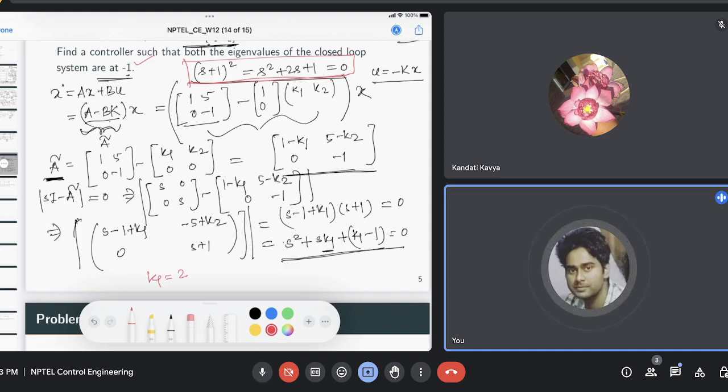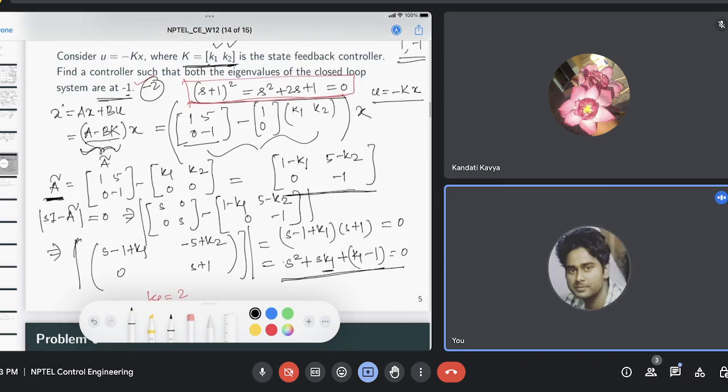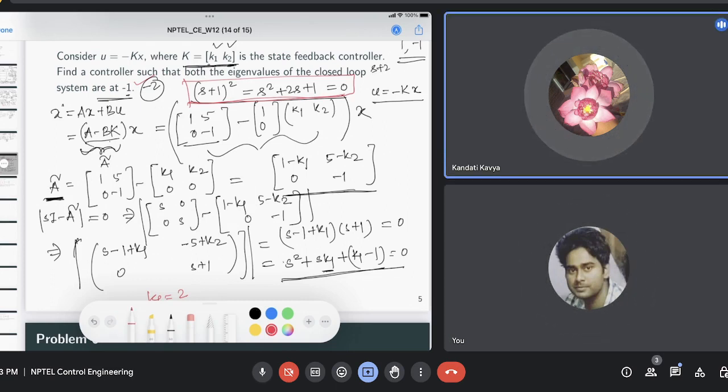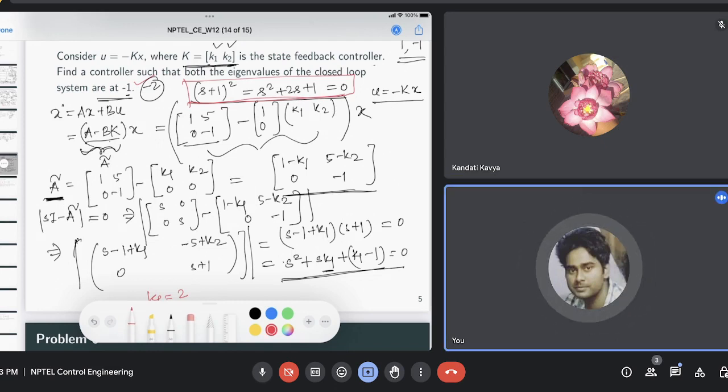Now the question is, if we want other eigenvalues, both different, for example both at minus 2, what will the characteristic equation be? It will be s plus 2 whole square, so s square plus 4s plus 4 equal to 0.